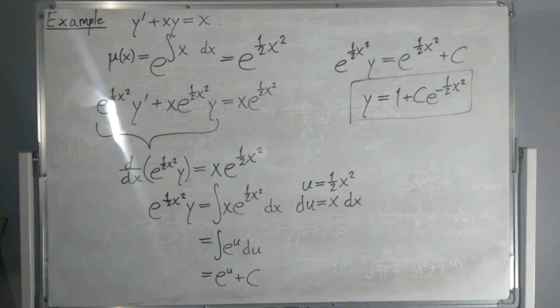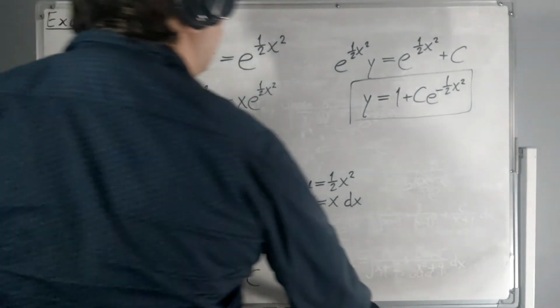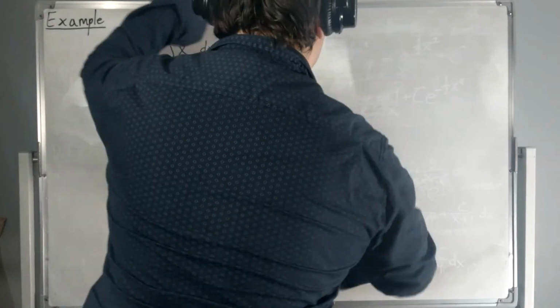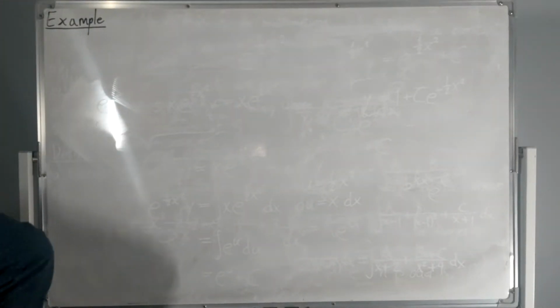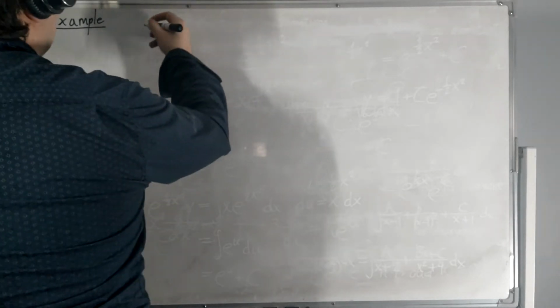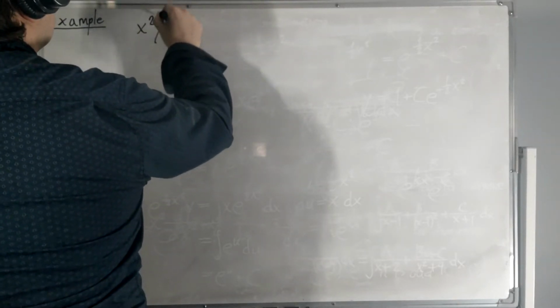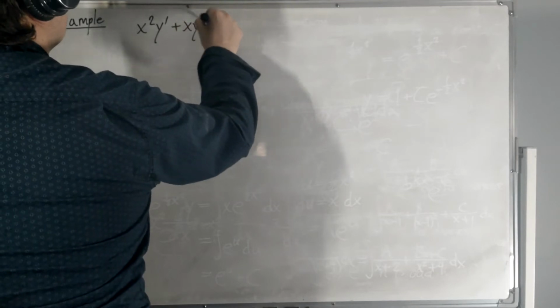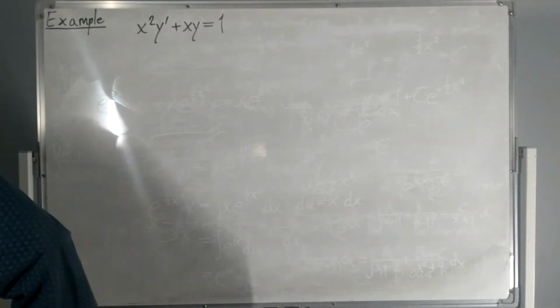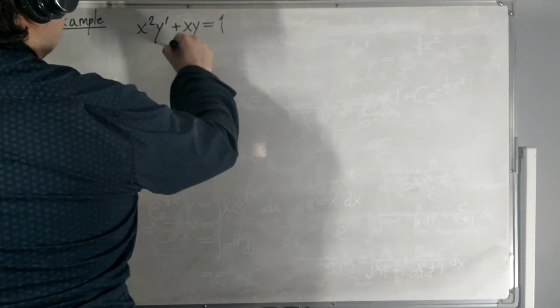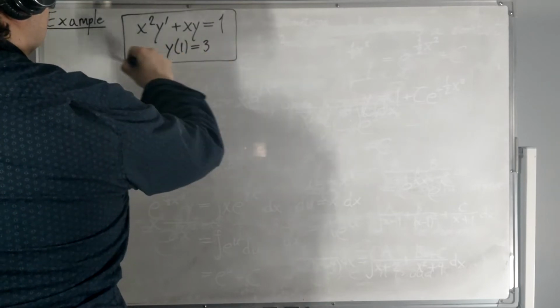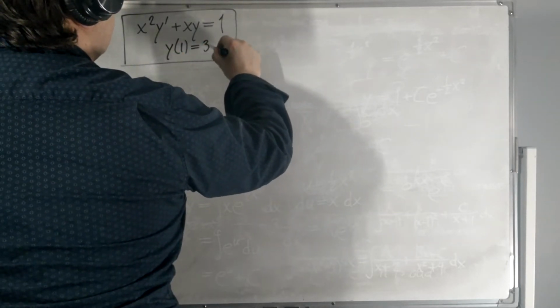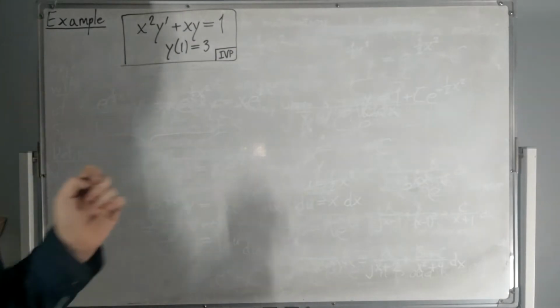Why don't we do another example? This one will make it an initial value problem. This one looks like x squared y prime plus xy equals 1, with the initial condition, y of 1 equals 3. So this is our initial value problem.